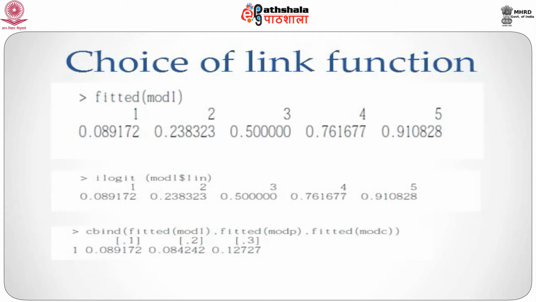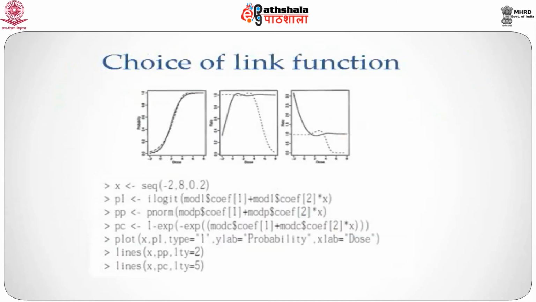To look at the link function, one way to do this is to look at the fitted values. So fitted of modl returns the fitted values corresponding to modl. We can also use ilogit evaluated at the linear predictor to get the corresponding probabilities, and we can do cbind of the fitted values for the three models: cbind of fitted modl, fitted modp, and fitted modc, to compare the predicted probabilities corresponding to the different links.